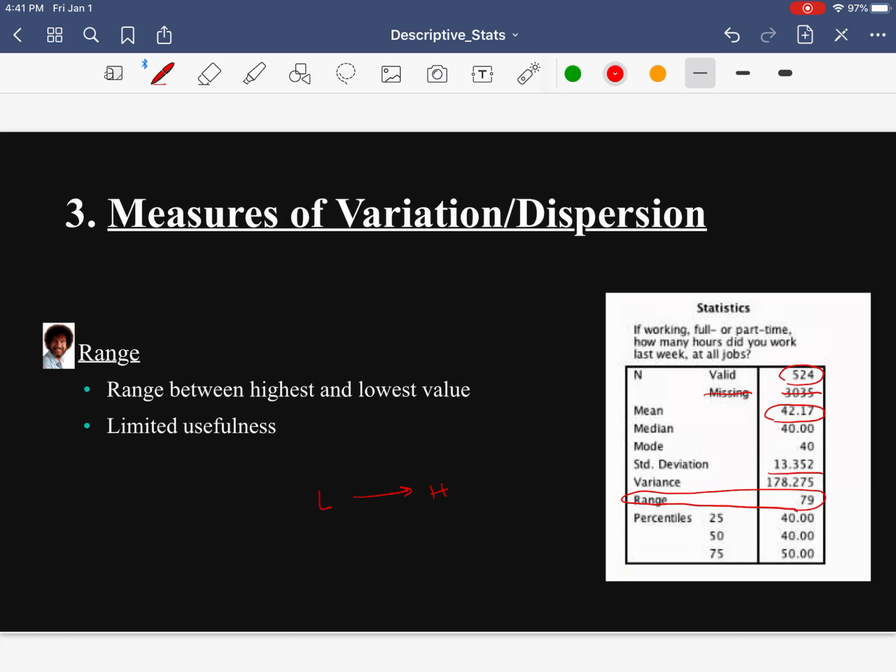It means that the distance between my lowest and highest number was 79. If I was good at math, I would do that. You'd think I teach statistics, I'm good at math. But this just tells you the range from the lowest to the highest number. It has limited usefulness. I mean, we do want to see the extremes, but it doesn't tell us much beyond that.